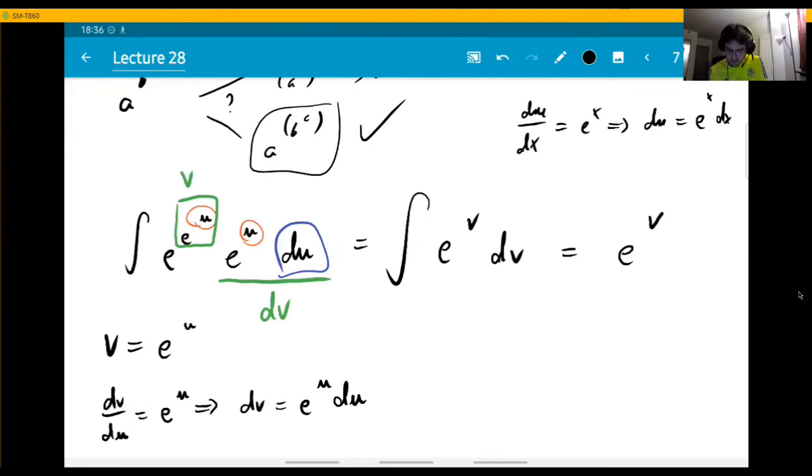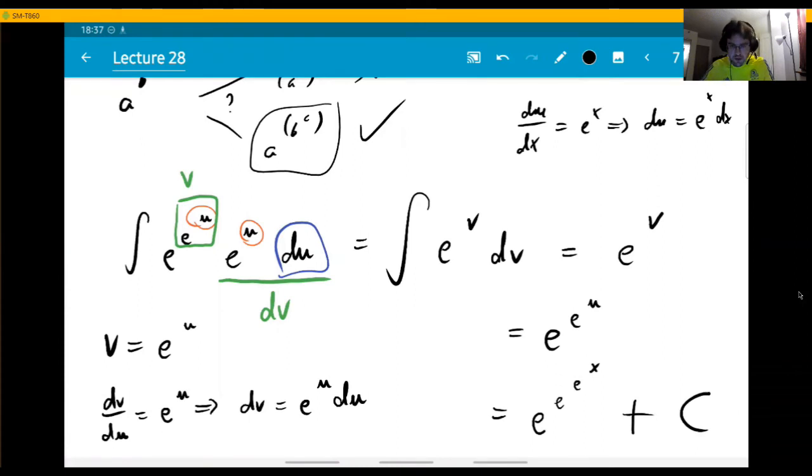Because what do we have to do now? This is not the final answer yet. This is a function of v, and we want it as a function of x. So you now go back through your substitutions. First, v is e to the u, so replace it. And then u was e to the x, so also replace that. And now is the time when you have to add the plus c because this is indefinite. But this should be your final answer.